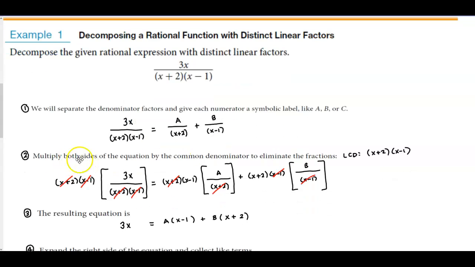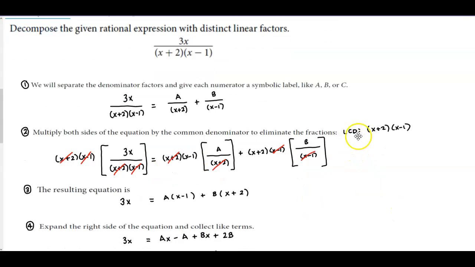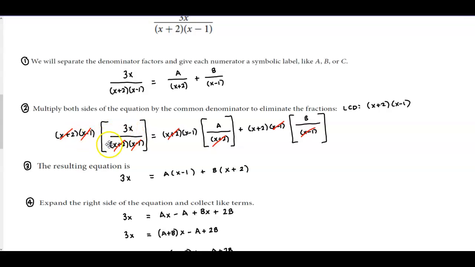Number 2, we're going to multiply both sides of the equation by the common denominator to eliminate the fractions. Well, the LCD is x plus 2 times x minus 1, so we're going to multiply all 3 terms by the LCD. If we multiply the first term by the LCD, it eliminates the denominator, so the resulting equation is 3x equals, over here we can eliminate the x plus 2, what we have left is A times x minus 1, plus, over here we can eliminate the x minus 1, so we have B times x plus 2.